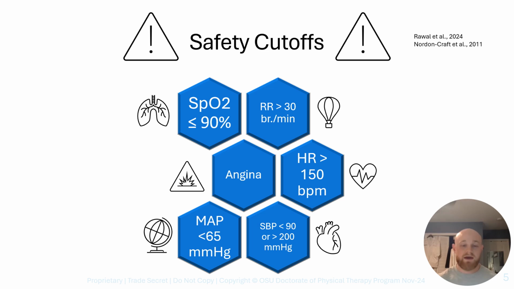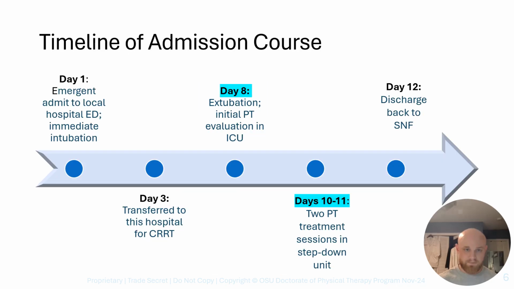saturation was below 90, respiratory rate was above 30, if there was any angina, heart rate was above 150, mean arterial pressure less than 65, or systolic blood pressure less than 90 or above 200. My patient never fell outside these ranges, so activity was deemed to be safe.